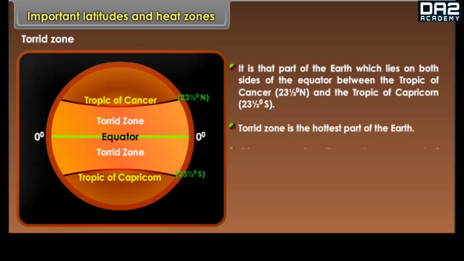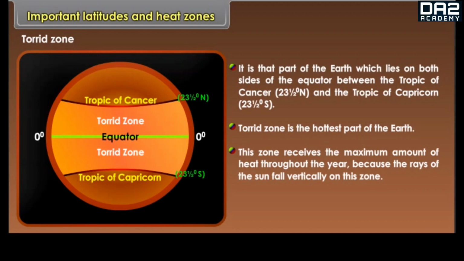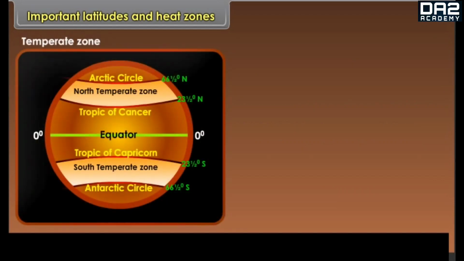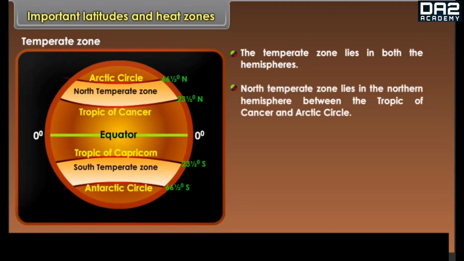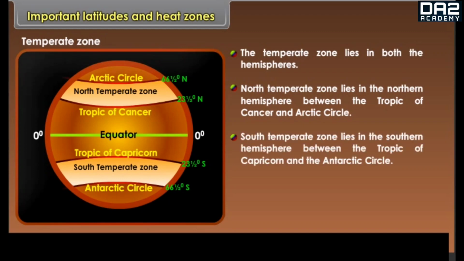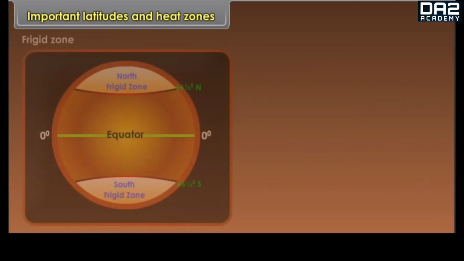This zone receives the maximum amount of heat throughout the year because the rays of the sun fall vertically on this zone. Temperate zone. The temperate zone lies in both the hemispheres. North temperate zone lies in the northern hemisphere between the Tropic of Cancer and Arctic Circle. South temperate zone lies in the southern hemisphere between the Tropic of Capricorn and the Antarctic Circle. The zones are neither too hot nor too cold. Frigid zone.